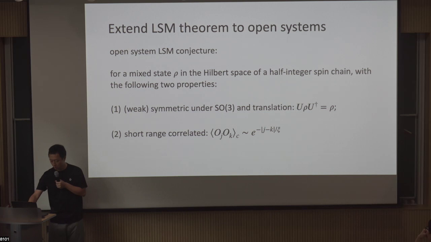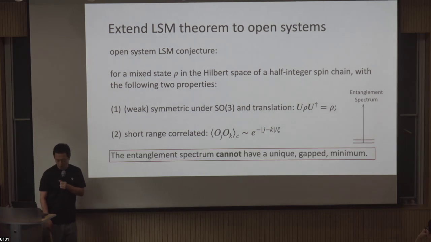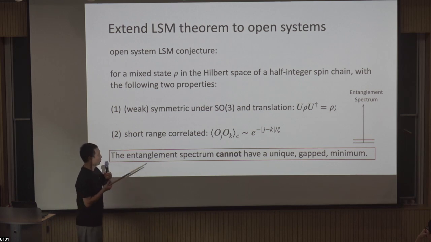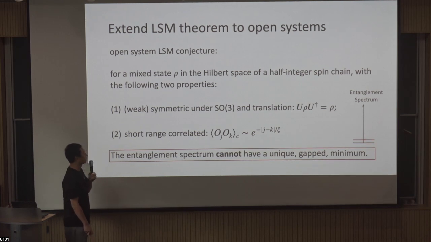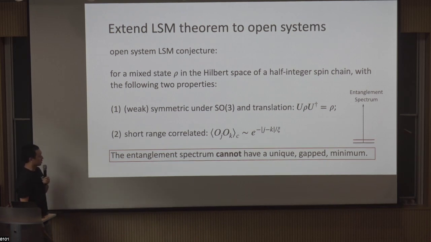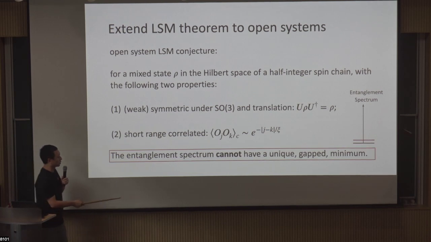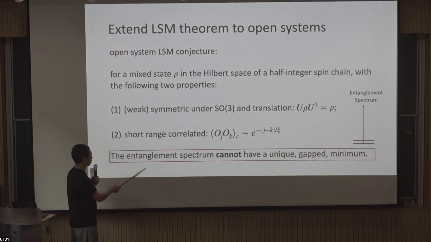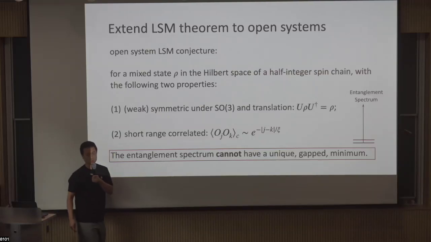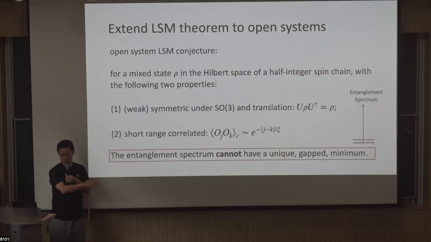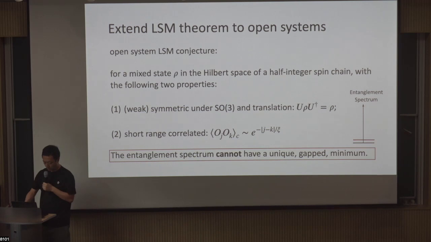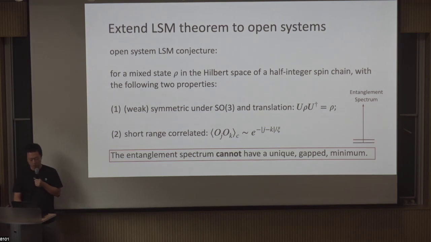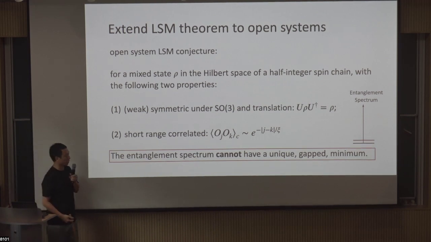Okay, good. Our claim is, at this point you cannot talk about a Hamiltonian because I didn't give you one, and intrinsically you don't really have to have a Hamiltonian for such a description. The basic idea is just to find another quantity to quantify the anomaly here. The other quantity we use is the entanglement spectrum, which just means the eigenvalue spectrum of the log of the density matrix. We claim that the entanglement spectrum cannot have a unique gapped minimum.